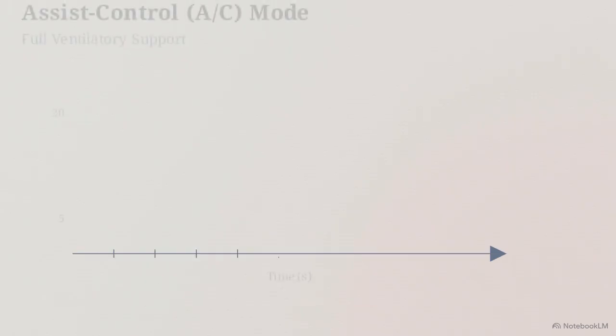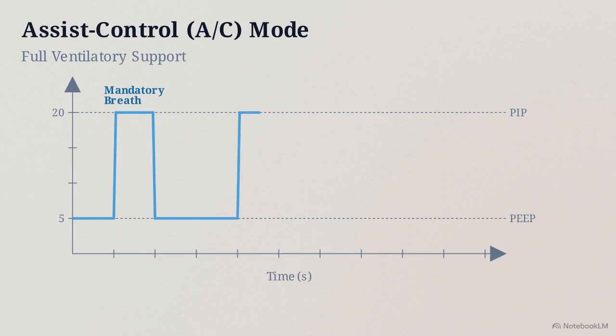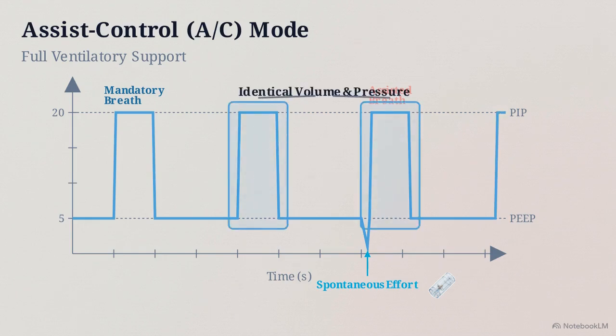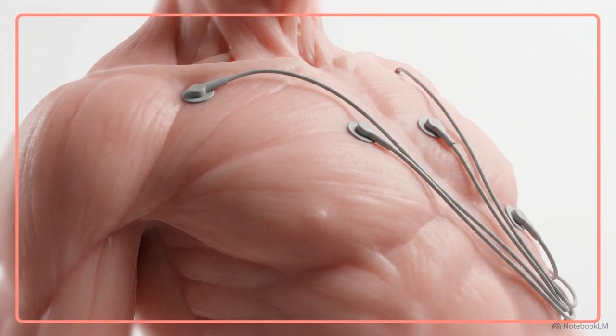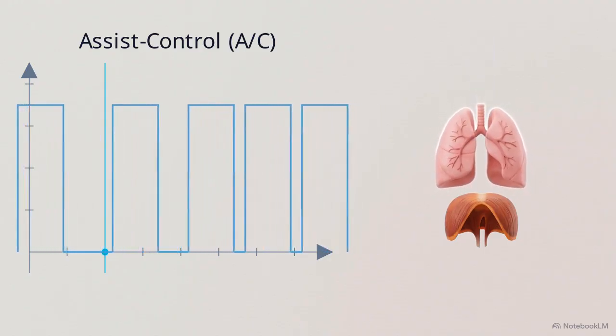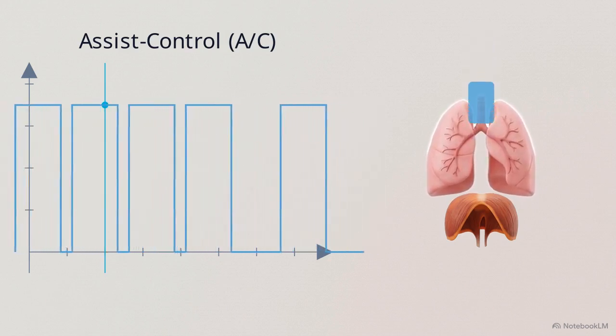This graph visualizes the first of these algorithms, assist control, or AC, which provides full ventilatory support. You can see a steady rhythm of mandatory machine breaths as identical square waves. When the patient makes a spontaneous effort, represented by that small dip, the machine assists them by delivering another full-sized wave. The primary clinical risk here is hyperventilation. The machine guarantees the delivery of the full mandatory tidal volume for every single breath, regardless of how many extra breaths the patient decides to trigger.